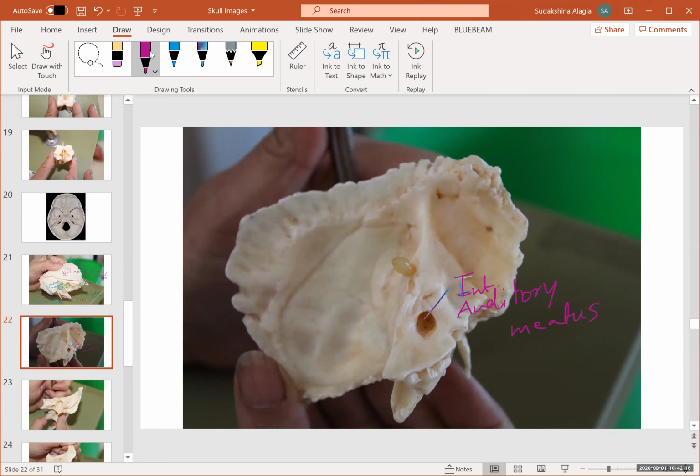I have a question. Yes. I'm trying to take notes. How can I describe the difference between the internal auditory meatus and the external? External and internal, yeah, that's what I meant.